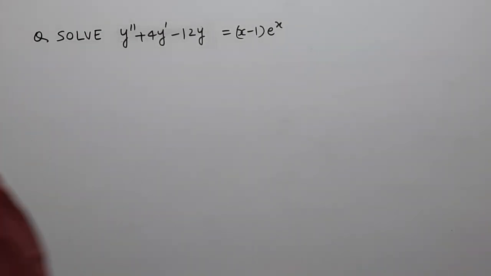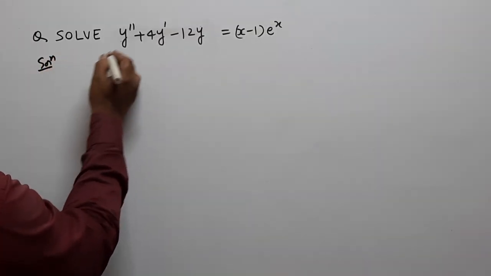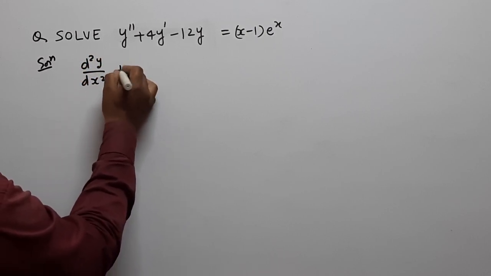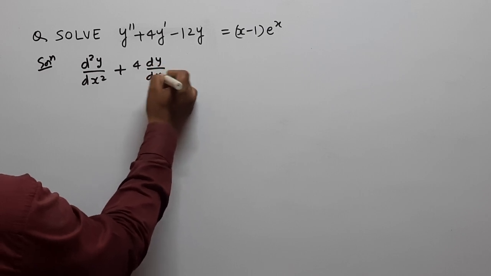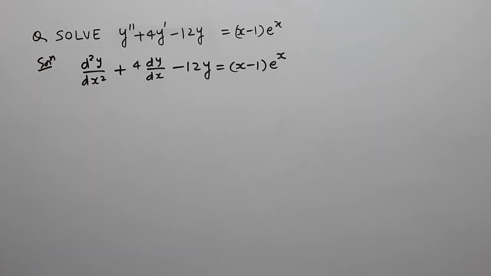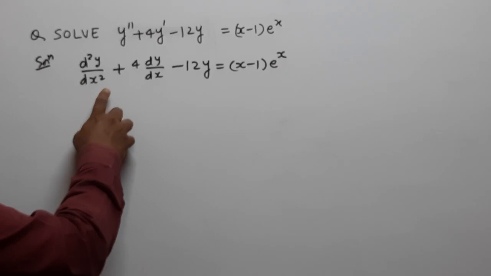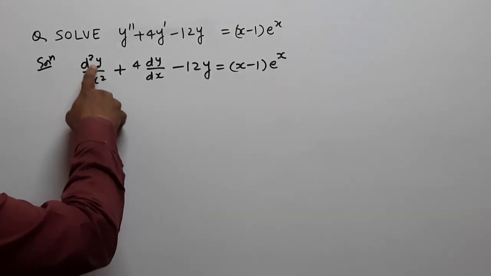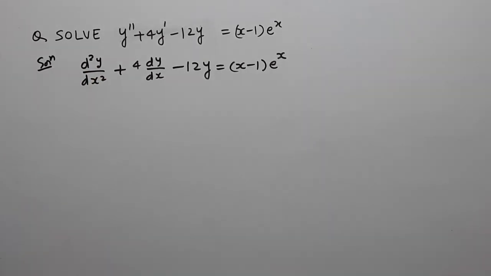Hello friends, now we have to solve this given differential equation. Here you can see that this equation can be written as d2y by dx2 plus 4 times dy by dx minus 12y equal to (x minus 1) times e to the power x. You can see here this is the highest order differential coefficient, the second order. So this is a second order differential equation.